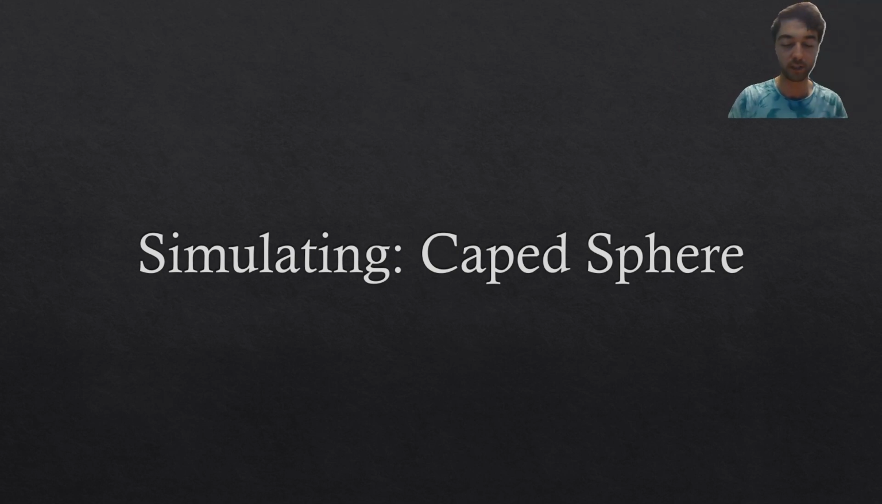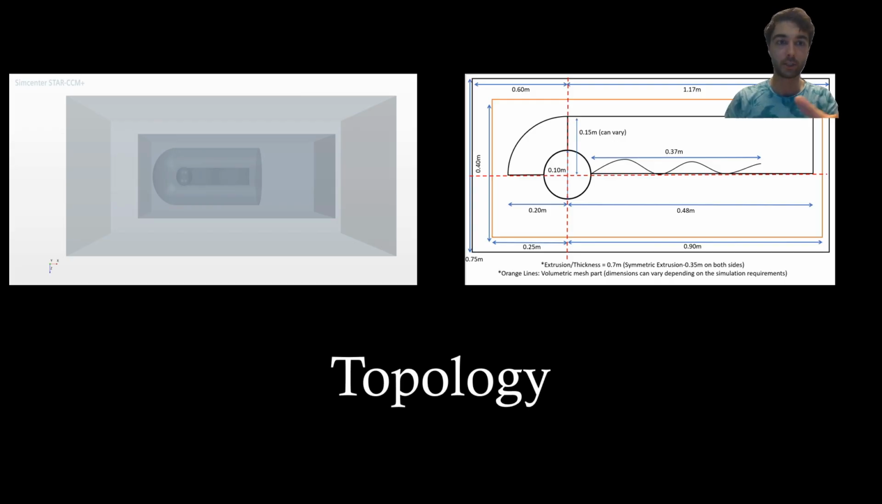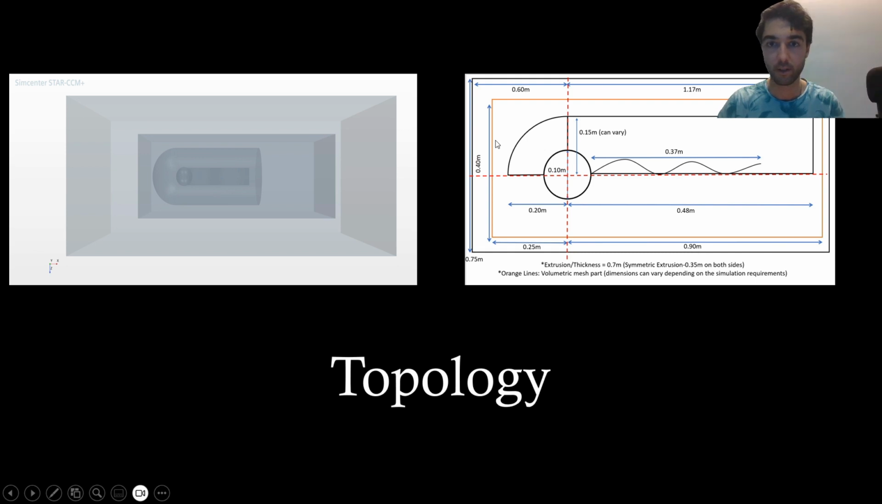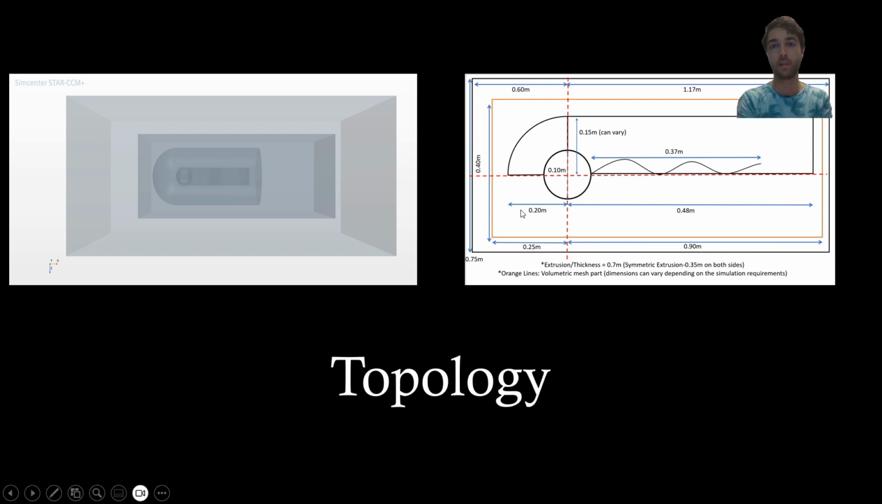I'll show you the topology and the geometry. It will look something like this from the top view. You can see on the left-hand side, and on the right-hand side, it's pretty much a very amateur drawing of this topology. So we will have an air domain, an overset domain for the motion, and the volumetric meshing volume, which you can see in the orange. We need that so we don't have to create a fine mesh around the whole domain, just the specific area.